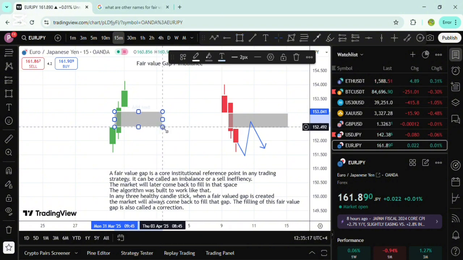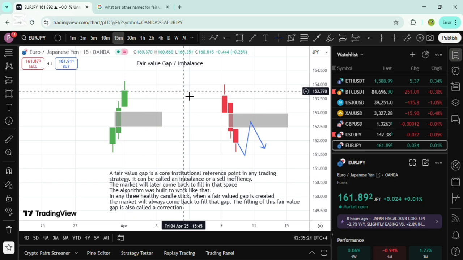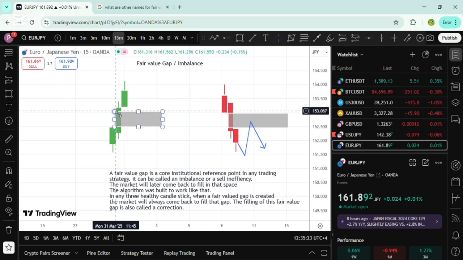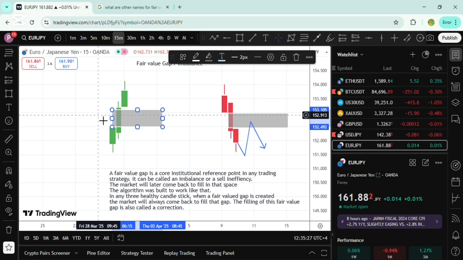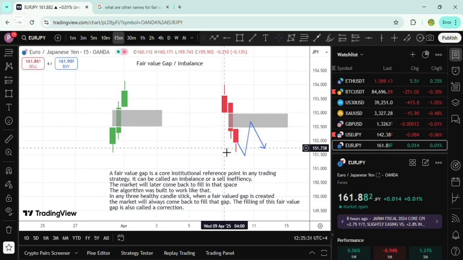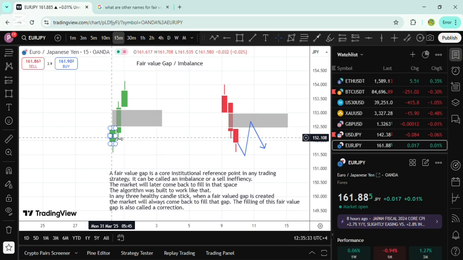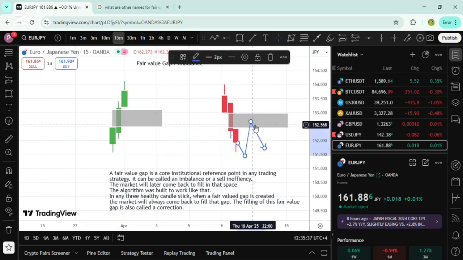This is the fair value gap, and this helps you know when the chart has to fill it in, because the algorithm was built for there to be no space within the chart. There are times when the chart needs to fill all the spaces in the algorithm so that you will know when you go for a solid buy and when you go for a solid sell.